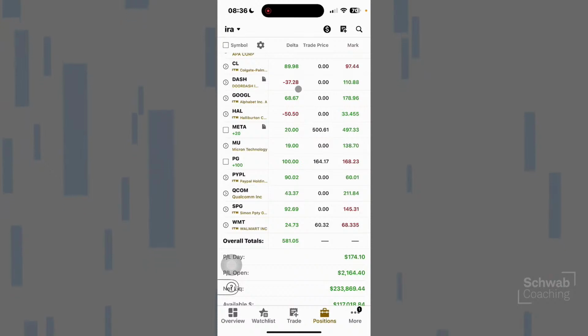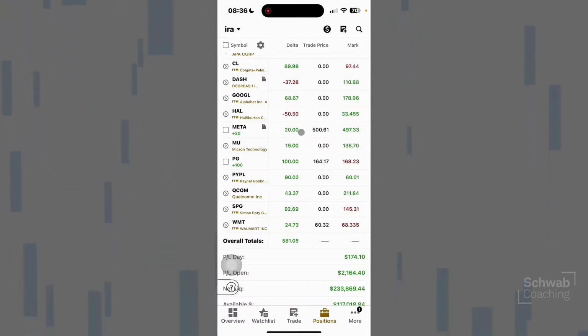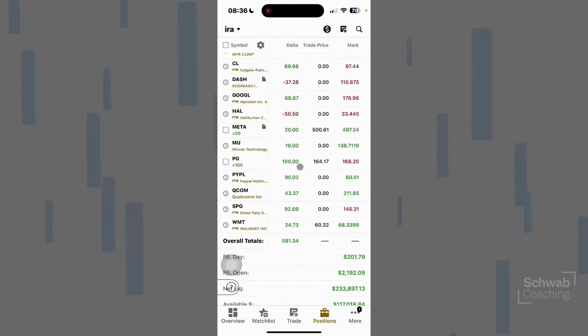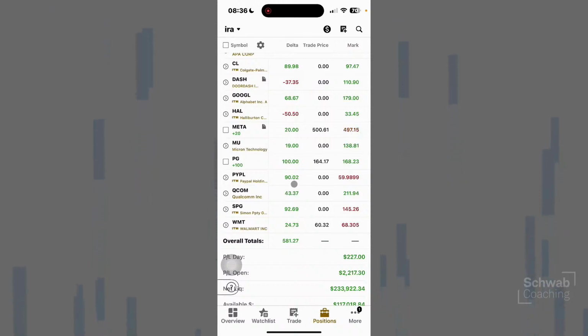So when I look down here, if I see like 20.00, that's most likely a stock position. 100.00, that's 100 shares of stock. Delta, if you have however many shares you have, that's going to be what the delta is. When we look at options, they're not usually going to be like to the 100.00. Okay. So those are kind of ways to tell what the positions are.